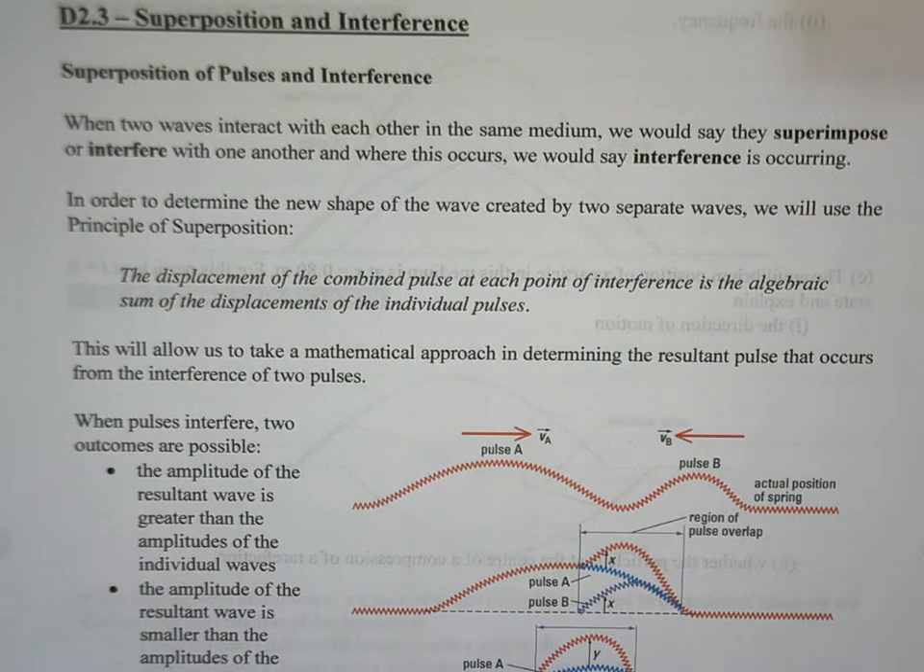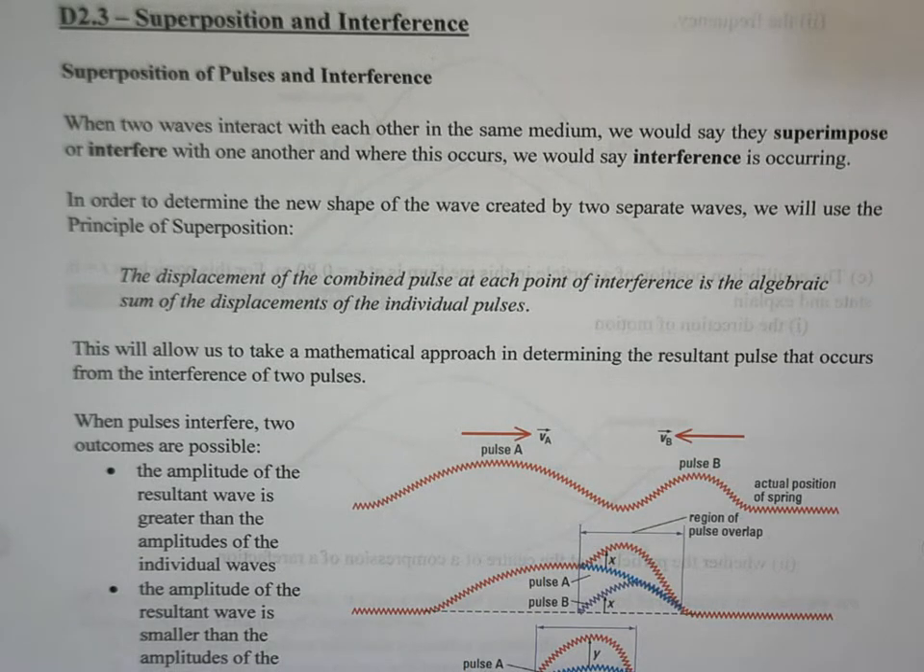So what we generally like to ask is, and keep in mind, this effect's only temporary, because as the waves pass through one another, the shape is going to change slightly. But if we want to look at the shape at a certain time when two waves are interfering with one another, we can use the principle of superposition to look at the shape of the new wave. What it's saying is that the displacement of the combined pulses at each point of interference is the algebraic sum of the displacements of the individual pulses.